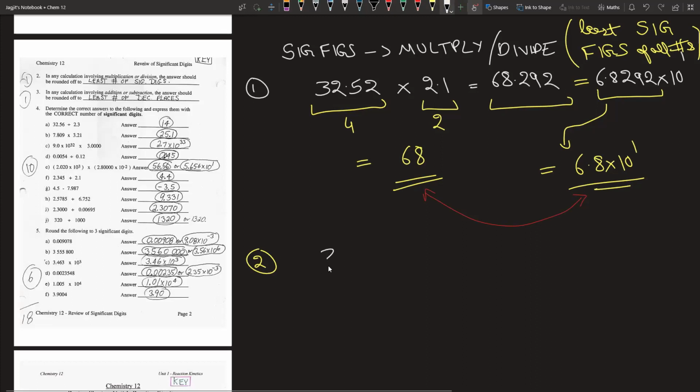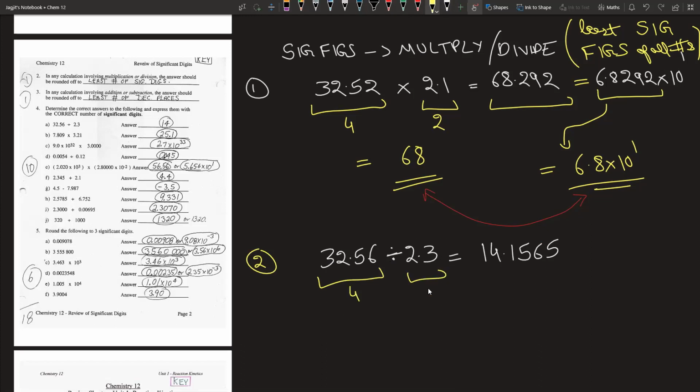What if I give you 32.56 divided by 2.3? You would just blindly punch it in. So just take 32.56 and divide it by 2.3. It gives you 14.1565. Then you ask yourself, how many sig figs did I have here? Well, this number has 4 sig figs. What about this? This has 2. So your answer should have the least sig figs out of all the numbers involved, which means only 2 sig figs. So you will just write this as 14. And now you only have 2 sig figs.